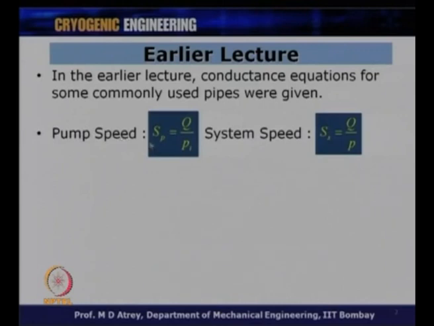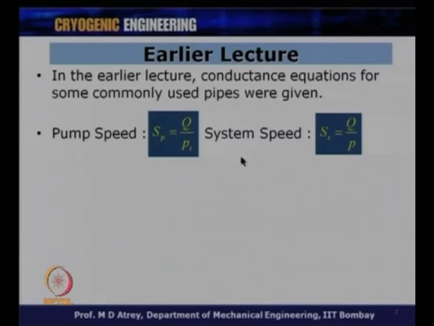We also know the concepts of pumping speed SP, and we know the meaning of the word system speed or SS. The pumping speed will depend upon throughput and the pressure, the vacuum you get at the inlet of the pump, while the system speed is basically due to conductance plus the pumping speed. Therefore, the system speed is going to be less than the pumping speed, and it is equal to Q upon P, that is, what actual vacuum you get, which is going to be less than the PI value.